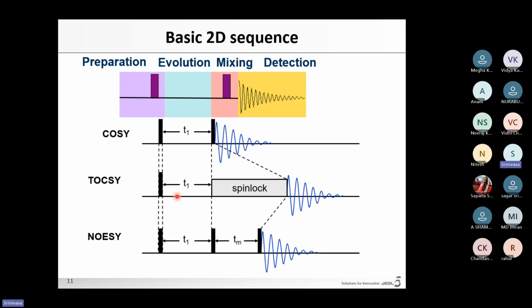In the TOCSY case, T1 is the same, but the mixing time will have the spin lock. Instead of a single 90-degree pulse, we have the spin-locking pulse, which is kind of decoupling, or you can say magnetization-transferring locking pulses. During this period the magnetization will transfer from the third bond to the fourth, fifth, sixth bond, wherever the J coupling proceeds. Till that point, the magnetization transfers.